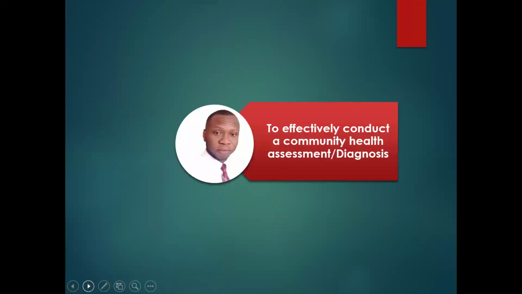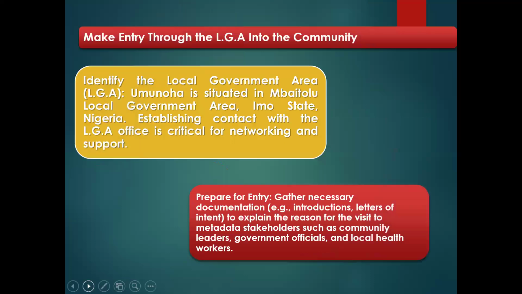To effectively conduct a community health assessment or diagnosis, you must make entry through the local government into the community. You are going to identify the local government area. Taking, for example, in this particular discussion, we're using Umunoha, which is a community in Imbitoli local government area of Imo State, Nigeria. You have to identify this community in Imbitoli local government area in Imo State. Then you establish a contact with the local government area office. This is important and critical for networking and support.